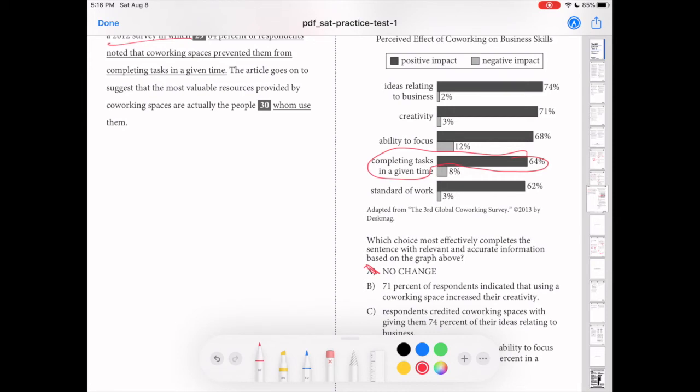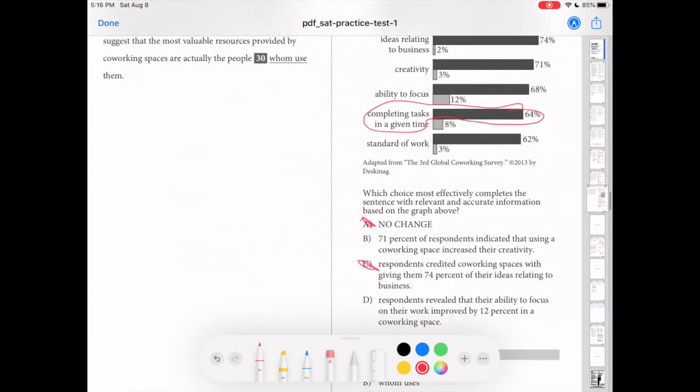Choice C, giving them 74% of ideas. So what exactly is that? 74% of my ideas come from a co-working space or occur when I'm there? No, that doesn't sound quite right. Remember, it's people, respondents, that say 74% have a positive impact on giving ideas about the business, not 74% of all the ideas generated. People, not ideas. That makes C kind of wrong.